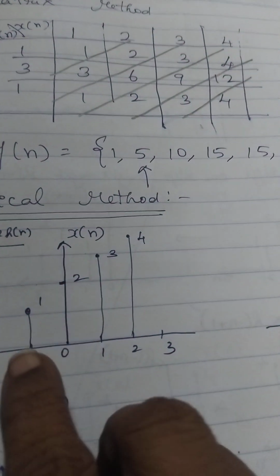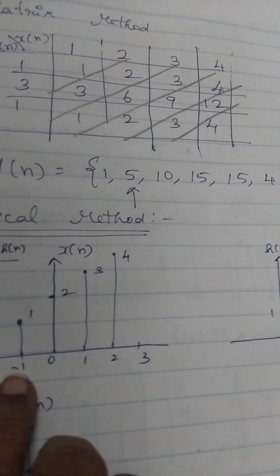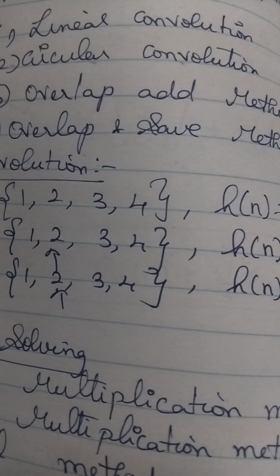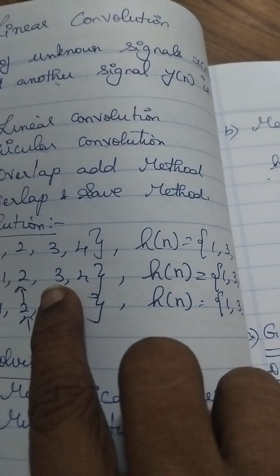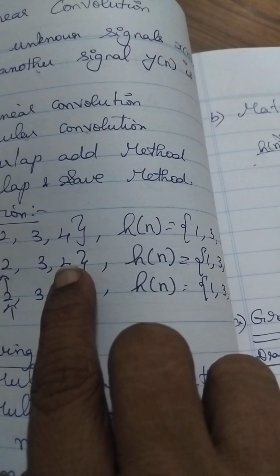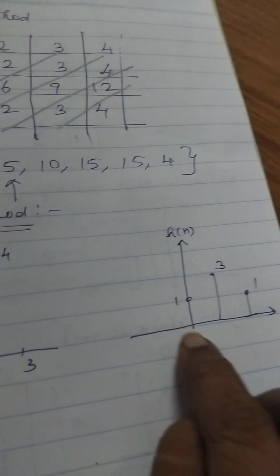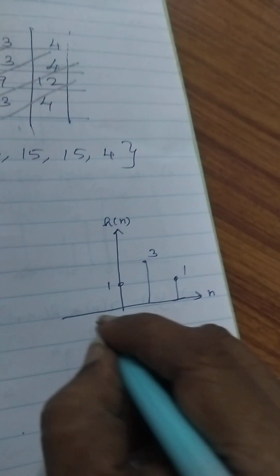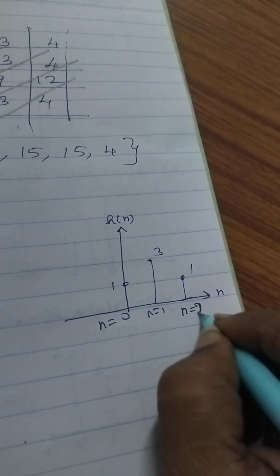Your x of n is the element you can see here. Its origin is 2, at n is equal to minus 1 you have the element 1. So I have drawn n is equal to minus 1, the element is 1. At origin 0, see here, I have plotted the value as 2. Then at position n is equal to 1, we are having the value 3, n is equal to 2, we are having the value 4. So 3 and 4. Similarly, I have plotted h of n, that is, at origin, n is equal to 0, it is 1, n is equal to 1, you have 3, and n is equal to 2, you are having 1.